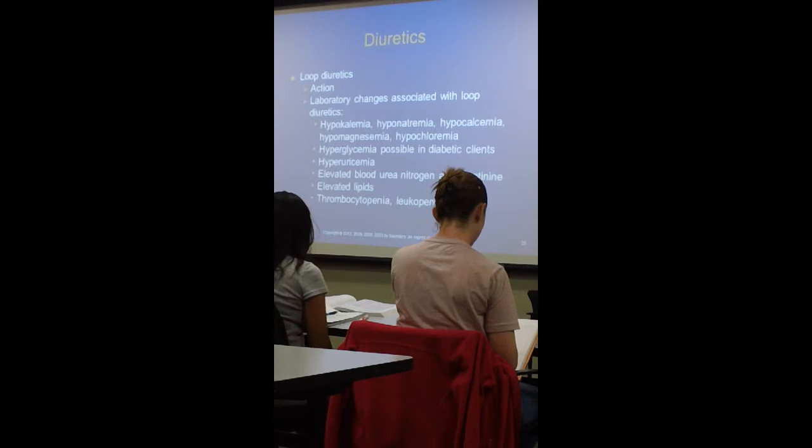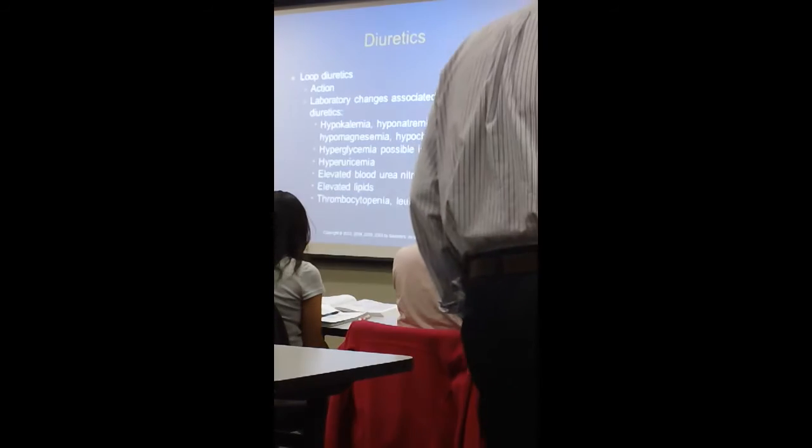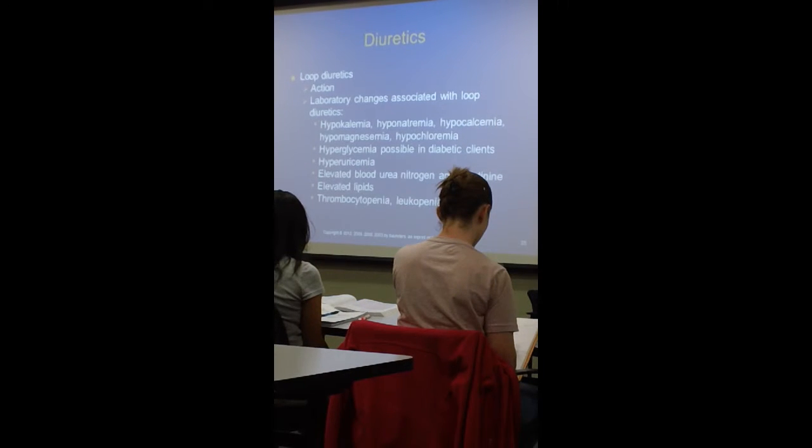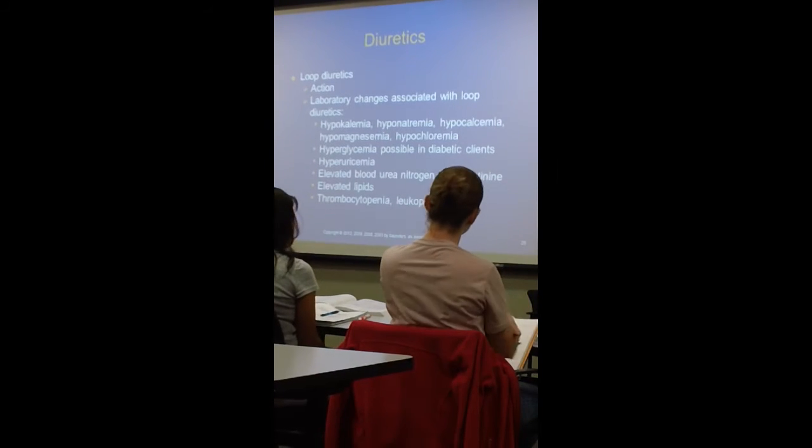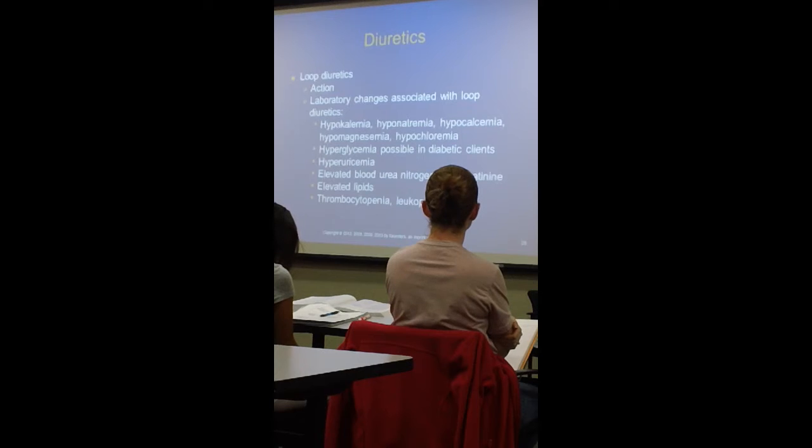We have loop diuretics. Again, they generally act within the loop of Henle. One of your most popular ones is Lasix or furosemide. Laboratory changes with loop diuretics, as you can see, are pretty much like the other one, aren't they? You have pretty much the same kind of alterations in blood chemistry with this diuretic as we do with the other one.